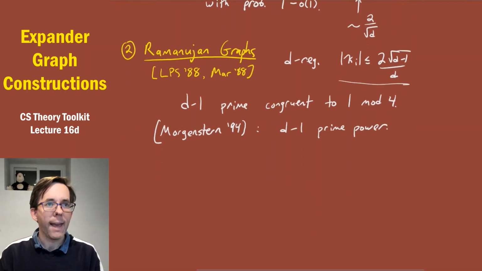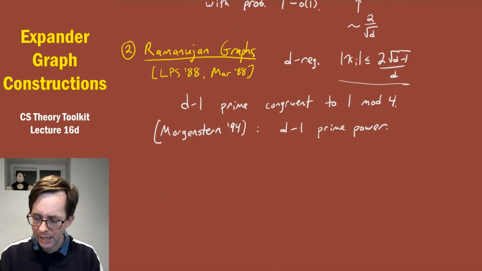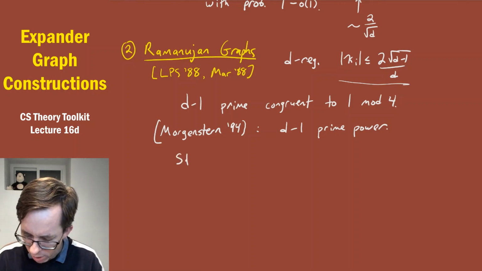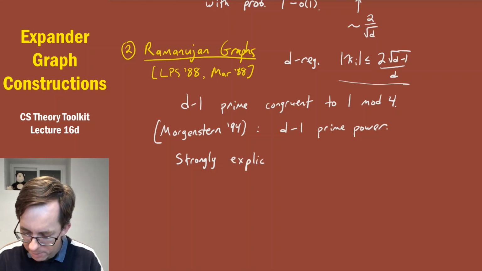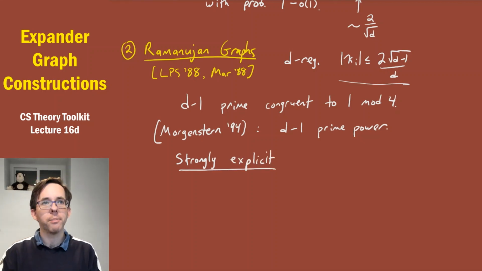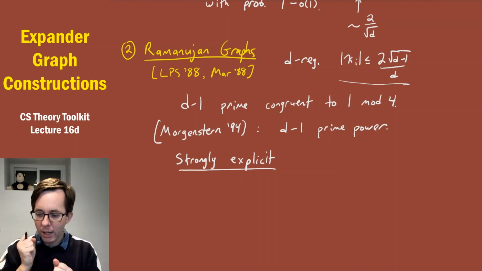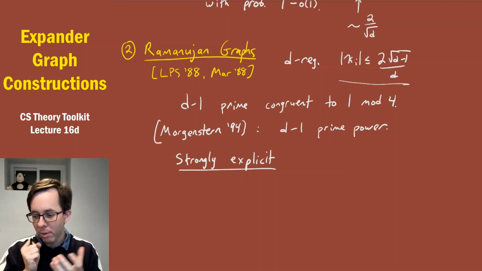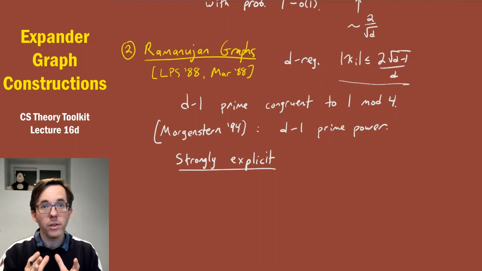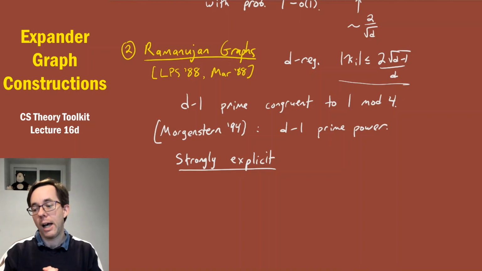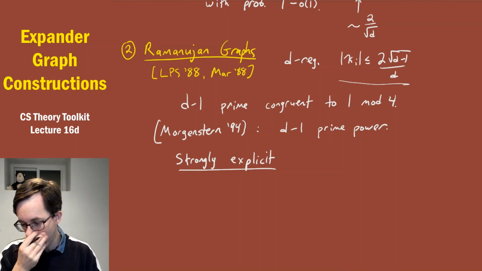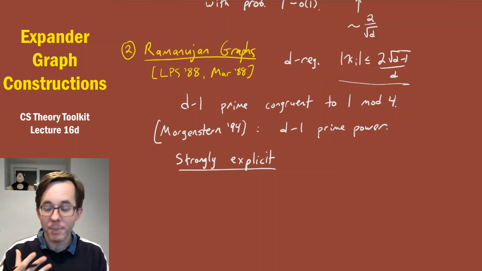So that's great. And these are definitely explicit. I think they're strongly explicit too, or maybe there's some tiny caveat, but let me just say basically they're also strongly explicit. And that's great too. So these are wonderful graphs. For any d minus 1 that's a prime power, you just write them down, and writing down the graph is not hard. The proof that they're great expanders, spectral expanders, is super hard, but they're actually optimal spectral expanders.